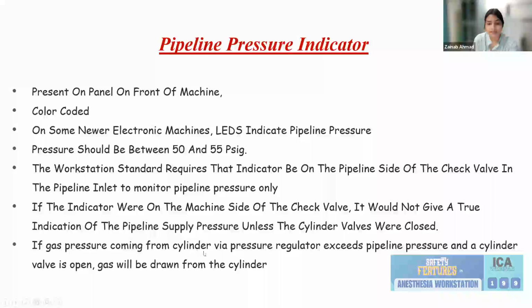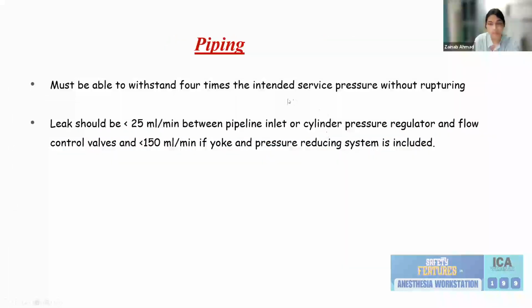If gas pressure coming from a cylinder via a pressure regulator exceeds pipeline pressure, and if the cylinder valve is open, gas will be drawn from the cylinder. Piping, as I already told you, is just to connect two things. So the gas pipeline inlet connects to the flow control valves. It should be able to withstand 4 times the intended service pressure without rupturing, because there is already a high pressure of 35 to 55 psig.